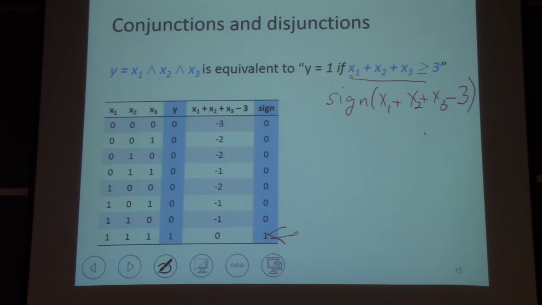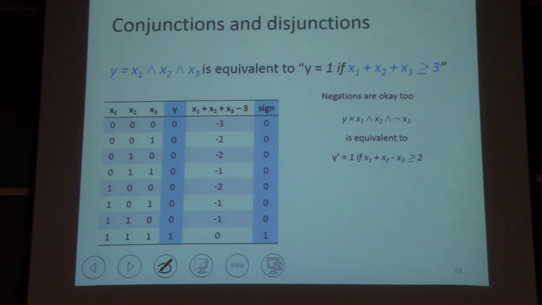So conjunctions are linearly separable, and this is a special conjunction. It's called a monotone conjunction because none of x1, x2 and x3 are negated. Even if any of them are negated, this function is linearly separable. x1 and x2 and not x3, this is a symbol for not, is also linearly separable according to a different function. And exercise number 1 for you is to convince yourself this is true by just enumerating all 8 options in this case.